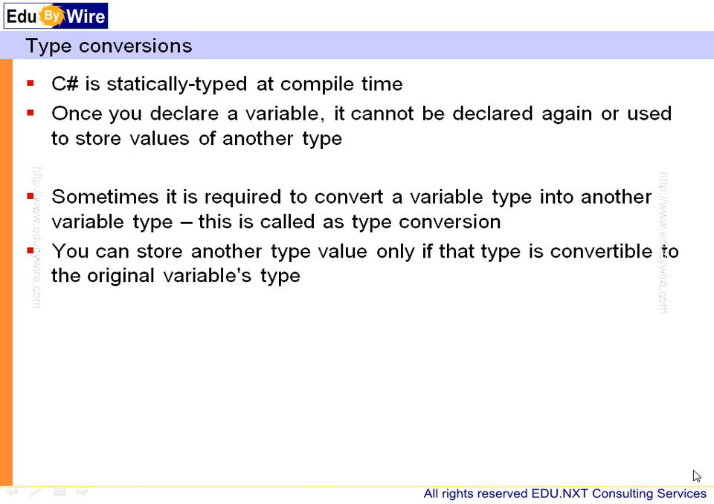Or if you have declared an integer variable I, then you can't store a string value into this integer variable. But sometimes it is required to convert a variable type into another variable type, and this is called type conversion. You can store another type value only if that type is convertible to the original variable's type. So you can do type conversion only if there is compatibility between both types.